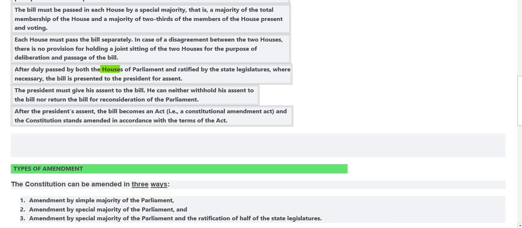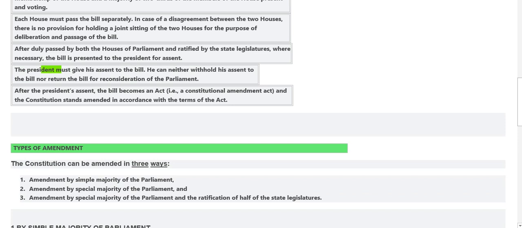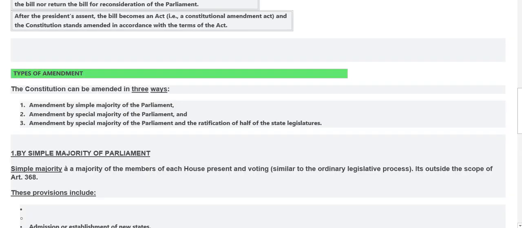After being duly passed by both the Houses of Parliament and ratified by the state legislatures, where necessary, the bill is presented to the President for assent. The President must give his assent to the bill. He can neither withhold his assent to the bill nor return the bill for reconsideration of the Parliament. After the President's assent, the bill becomes an act, that is, a Constitutional Amendment Act, and the Constitution stands amended in accordance with the terms of the Act.